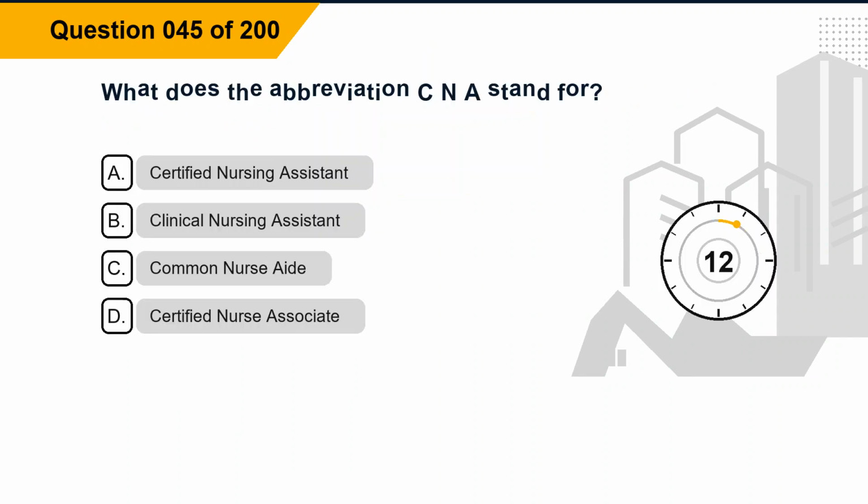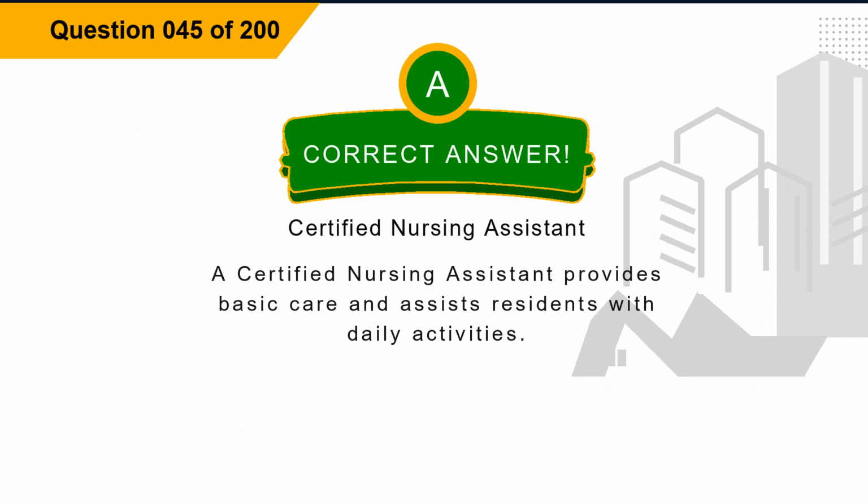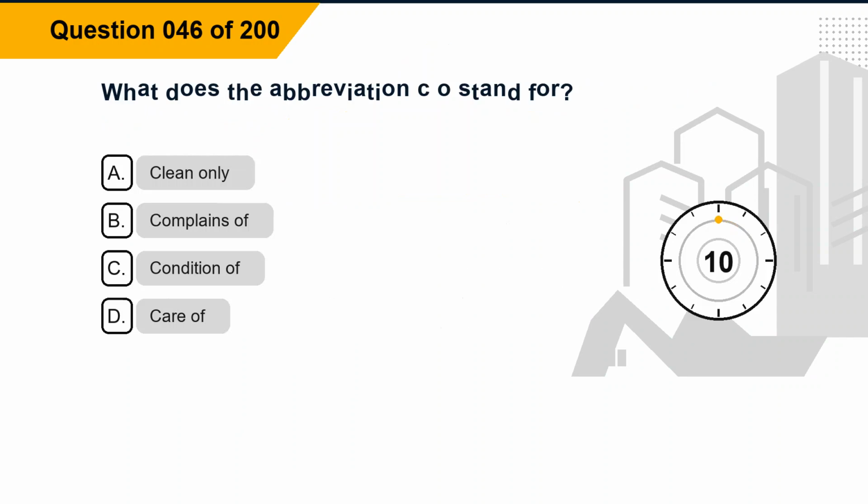Question 45. What does the abbreviation CNA stand for? Option A, Certified Nursing Assistant. Option B, Clinical Nursing Assistant. Option C, Common Nurse Aide. Option D, Certified Nurse Associate. The correct answer is option A, Certified Nursing Assistant. Explanation: a certified nursing assistant provides basic care and assists residents with daily activities. Question 46. What does the abbreviation CO stand for?